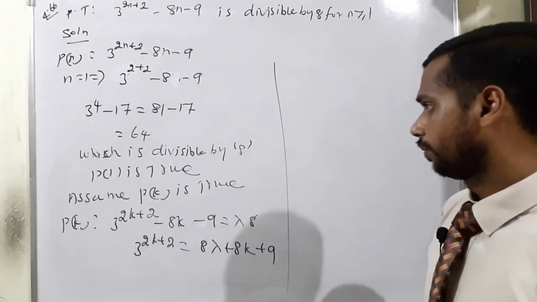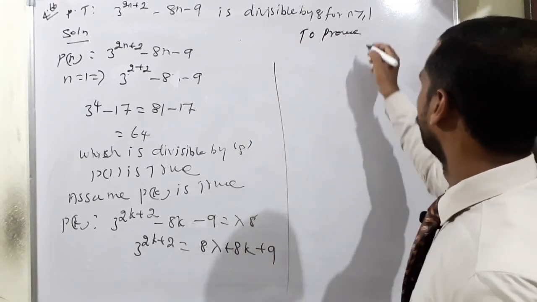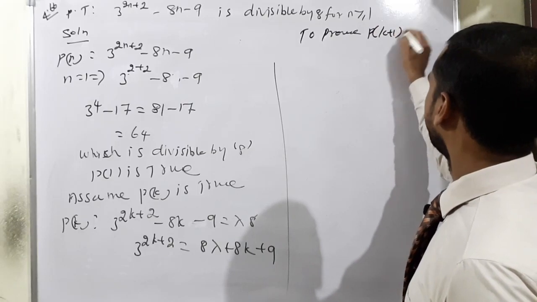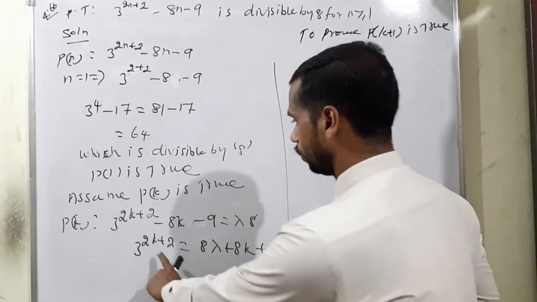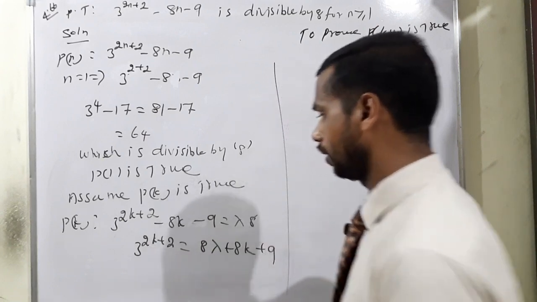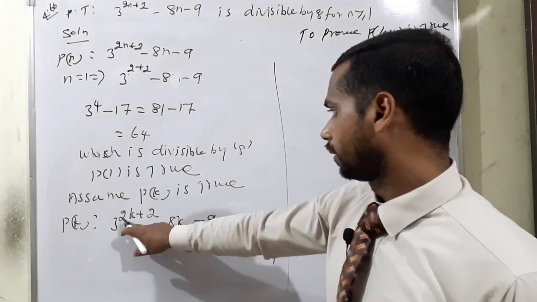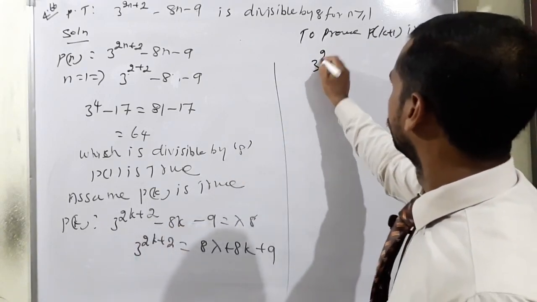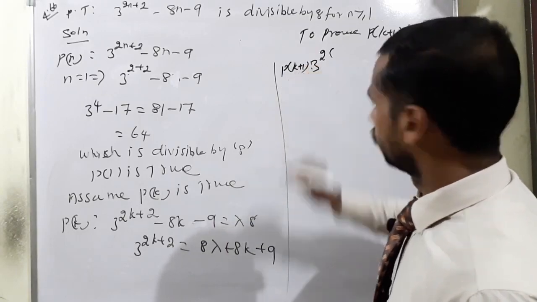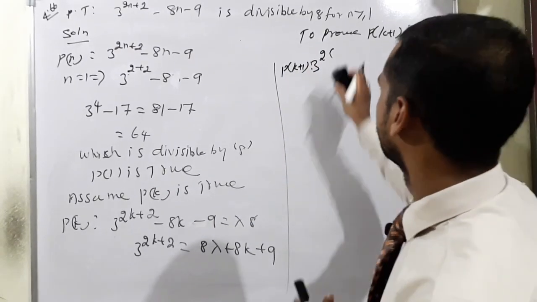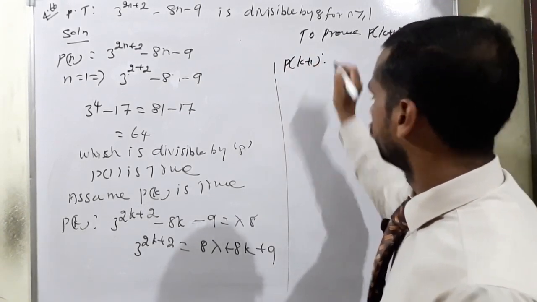Then next, to prove P of K plus 1 is true. Again, what we have to do? Instead of K, we can write K plus 1, isn't it? This is our main condition. What is the main condition? So P of K plus 1.